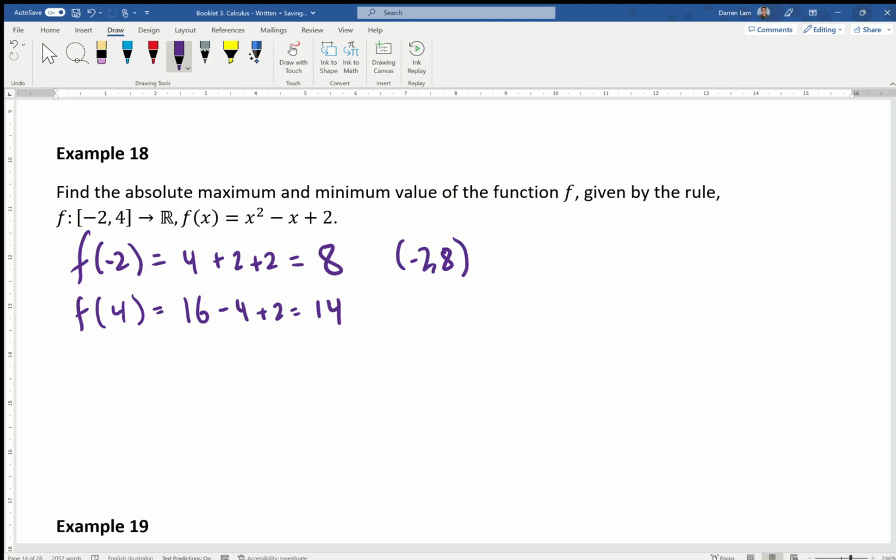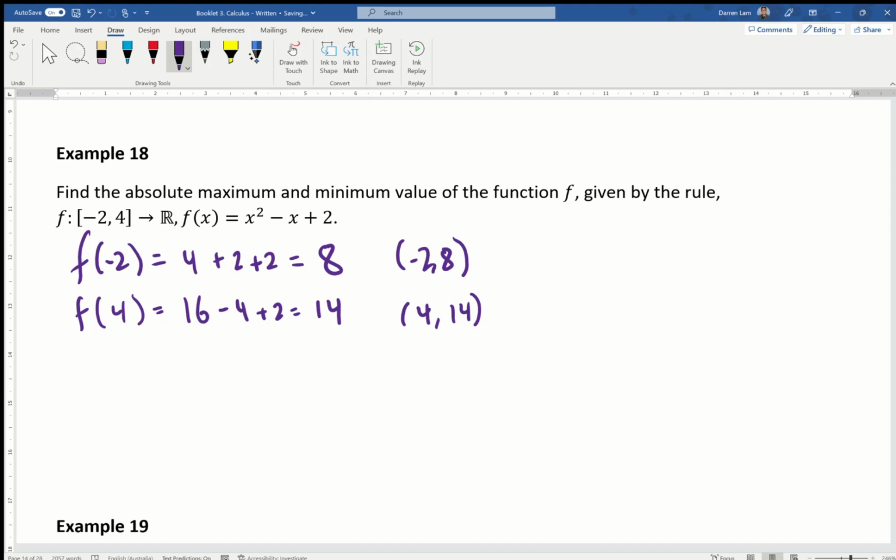Maths is hard. So the coordinate ends up being (4, 14). They're not necessarily my maximum or minimum. I'm just saying that those points exist, and those are the end points on my graph. The really important factor is to now identify what the graph looks like.